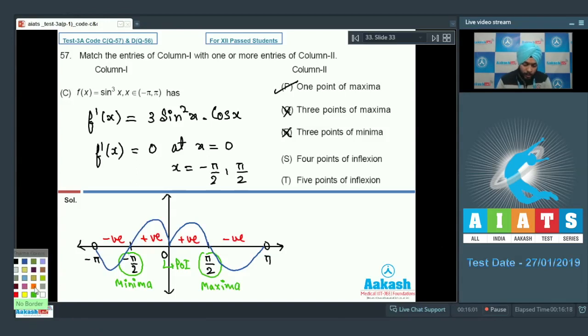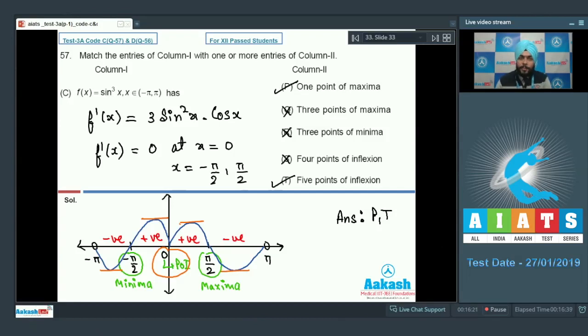The number of horizontal tangents in the graph of f x will give you the number of points of inflection. 1, 2, 3, 4 and 5th point of inflection. In total we have 5 points of inflection. So final answer of this part is PT. Okay, let us move forward to the last part.